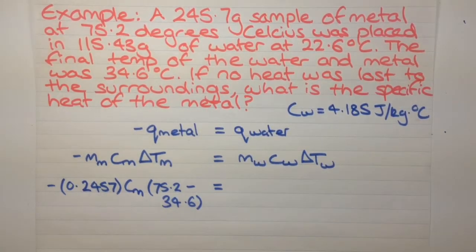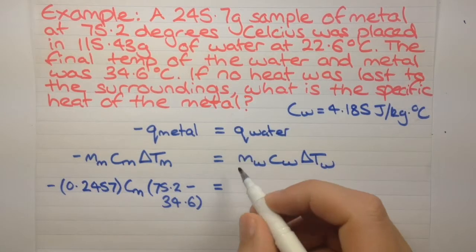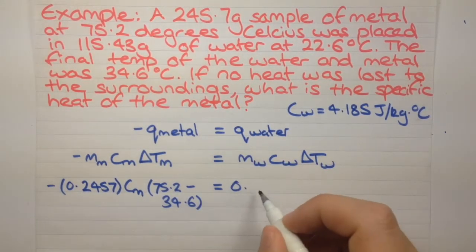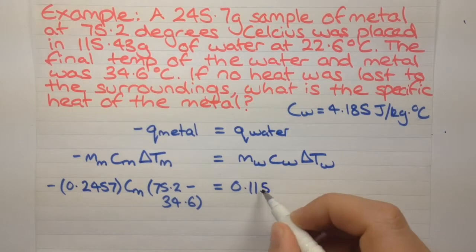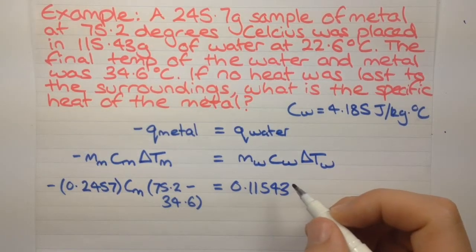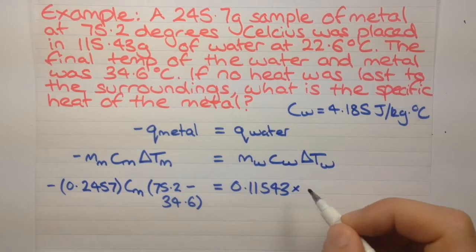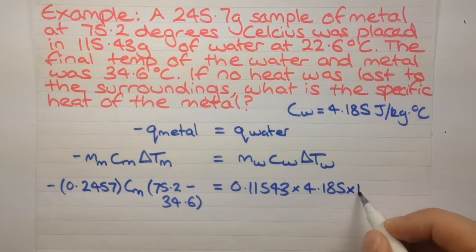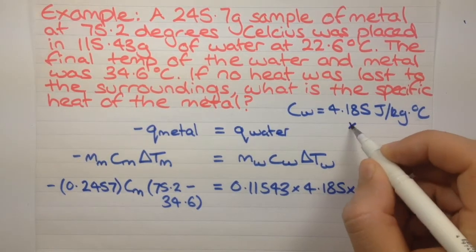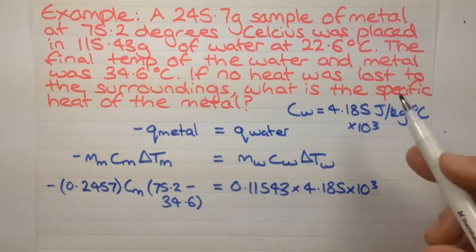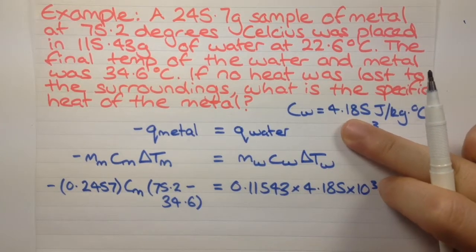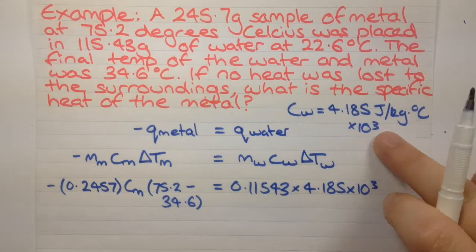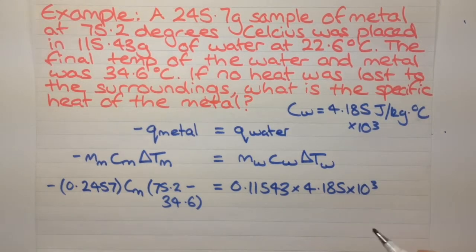On this side, we've got the mass of water as 0.11543 kilograms. We've got the specific heat of water as 4.185 times 10 to the 3. Sorry, I forgot to put that in up there. That's actually times 10 to the 3. If that wasn't there, it'd be joules per gram dot degrees C, so we have to change that into kilograms by timing it by 10 to the 3.